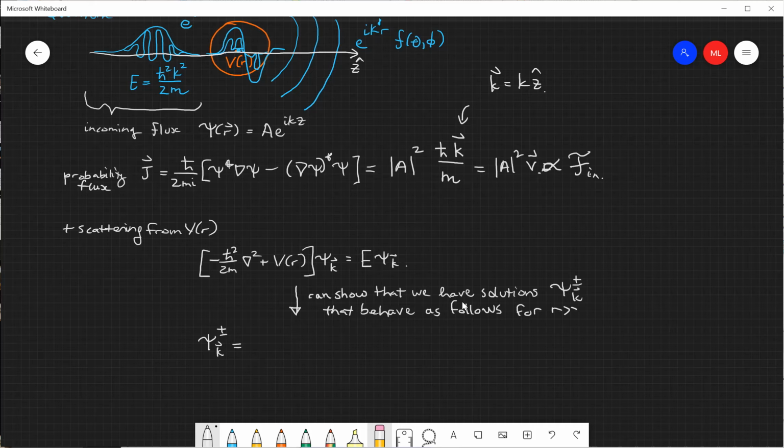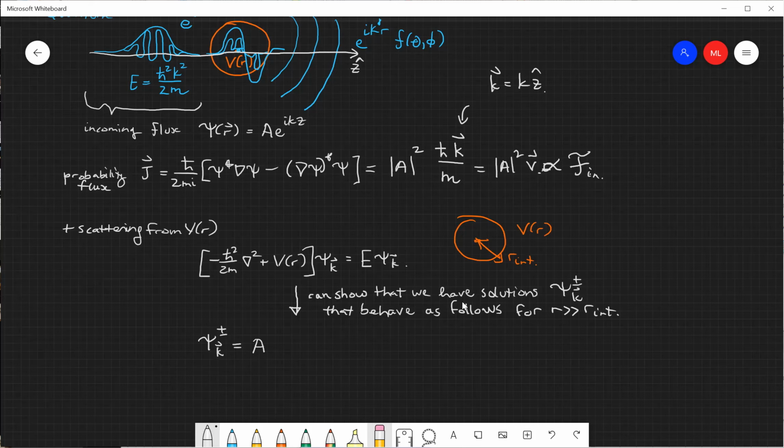For r much bigger than r interaction. So we're imagining we're trying to understand what these solutions look like far away from where the interaction with the target happens. So we're imagining our potential V of r has some kind of characteristic size, some range over which it acts, which we call r interaction. And then we're just looking at the solution to the Schrodinger equation far away from that. And of course, the Schrodinger equation will depend on the details of the potential, but far enough away, the form of the solution that we'll have is as follows.